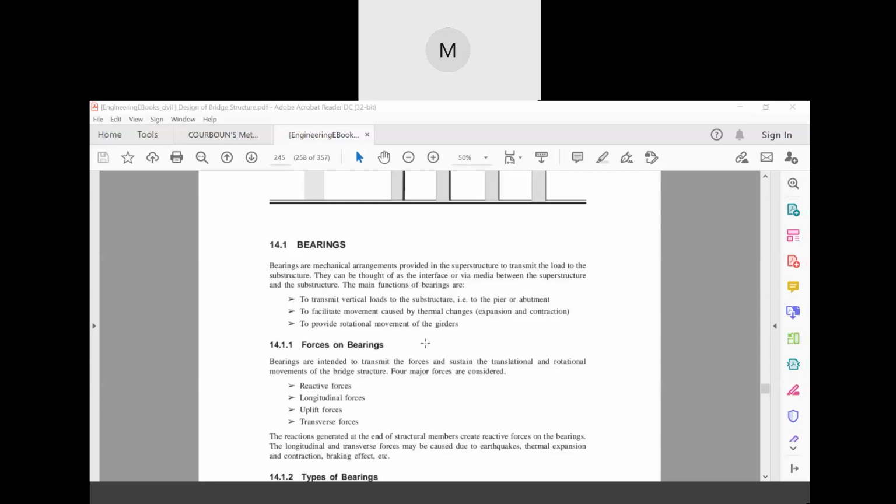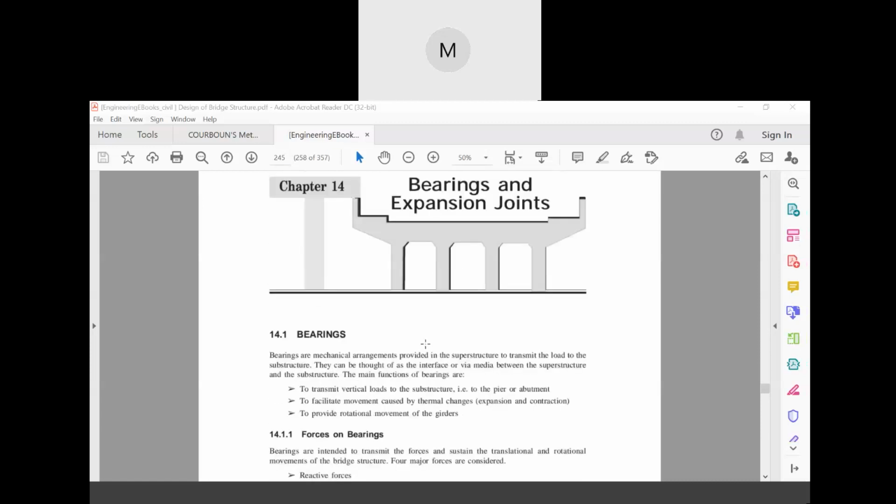Now they can be thought of as the interface, or via media, between the superstructure and the substructure. Between the superstructure and the substructure, these bearings are the medium through which the load will be transferred.